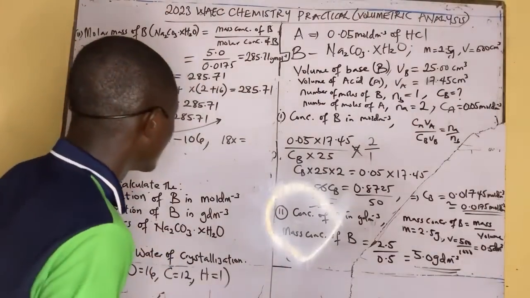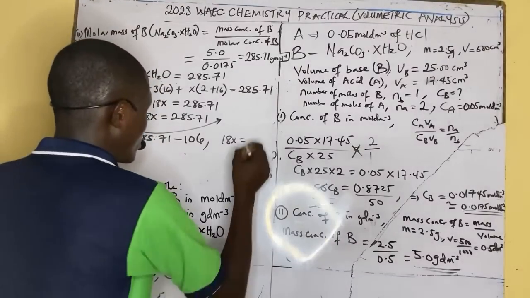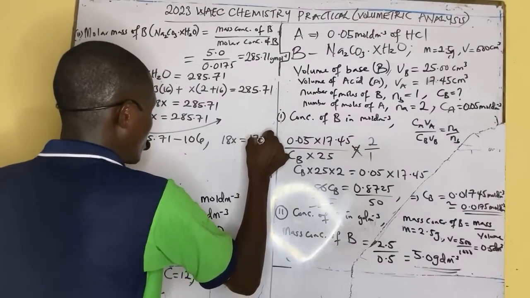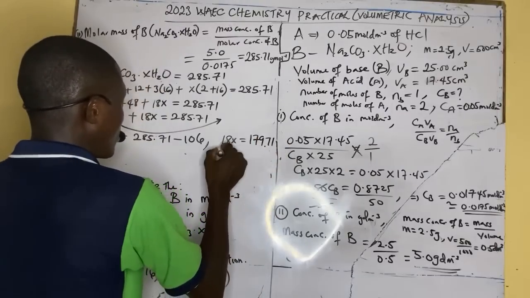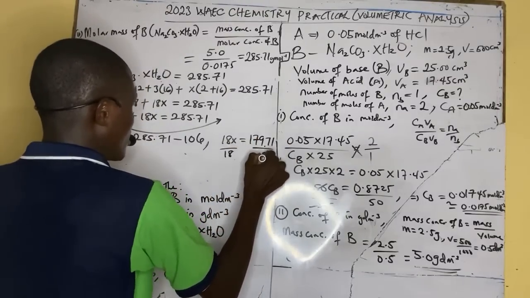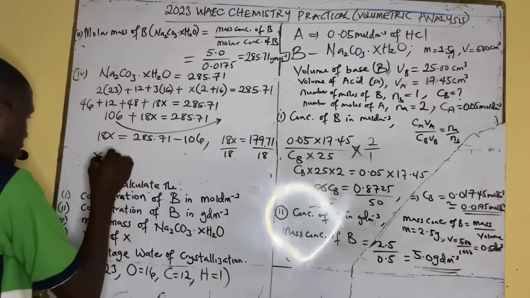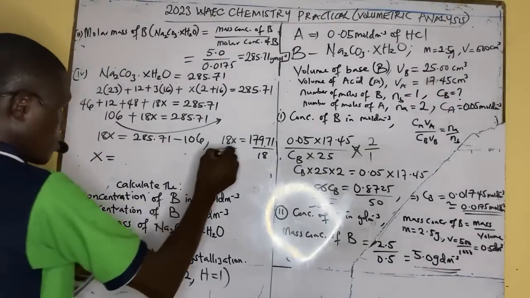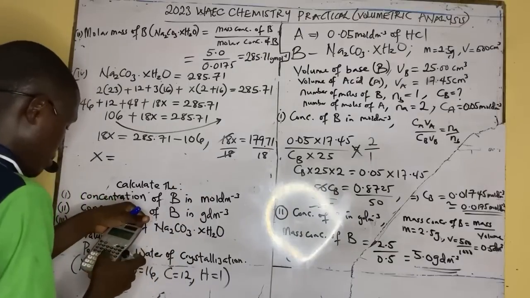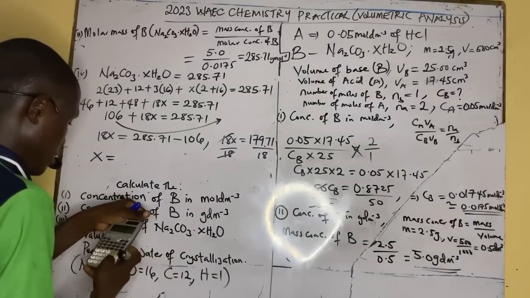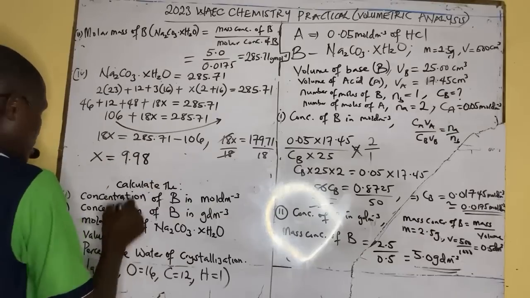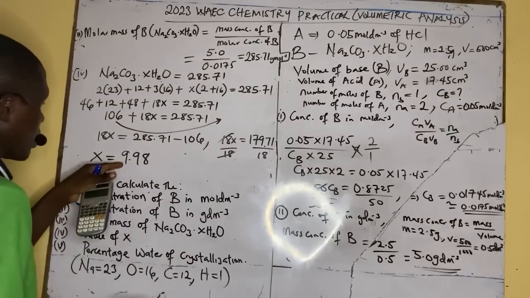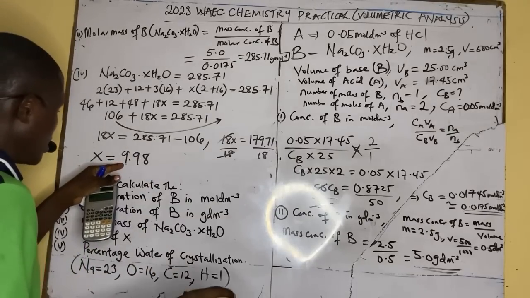We have 179.71. So we divide both sides by 18. So x, in other words, this one cancels out, divided by 18. This is 9.98. So this is the atomic mass, 9.98.